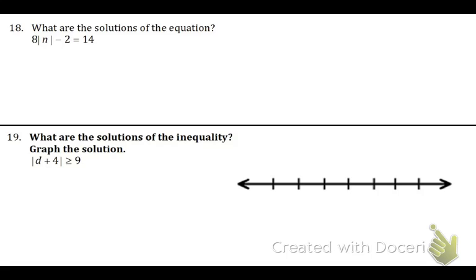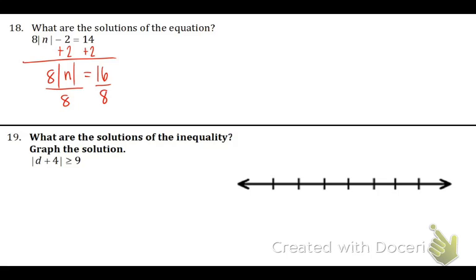Number 18, absolute value. We want to figure out the solutions by getting the variable by itself, like usual. So first thing, get rid of that -2 by adding 2 to both sides. So you have 8 absolute value n is equal to 16. Now we have a one step, so we need to divide by 8.